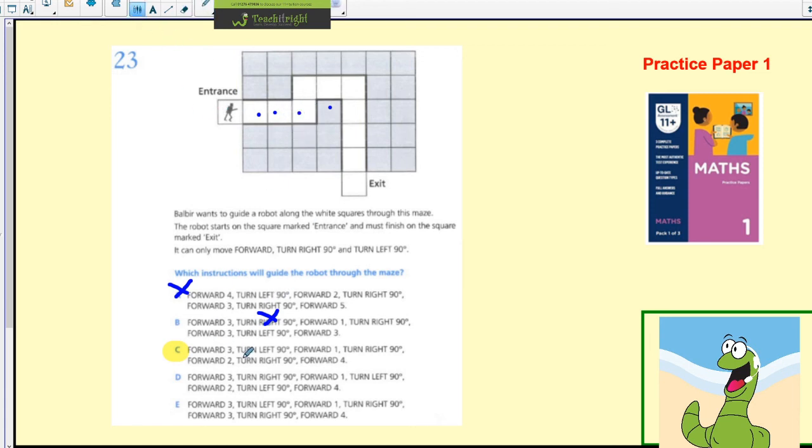Forward 3, tick. Turn left 90, tick. Forward 1, tick. Turn right 90, tick. Forward 2, tick. Turn right, tick. Forward 4, 1, 2, 3, 4. So with that one, I think just checking each instruction, eliminating until you find the right answer, gets you to see best. And notice how I was sort of drawing the route and adding the little dots for each instruction and then ticking them off. That made it really easy for me to keep track.